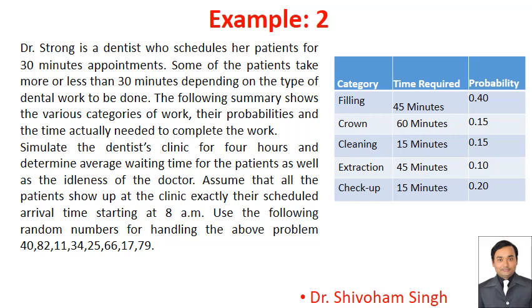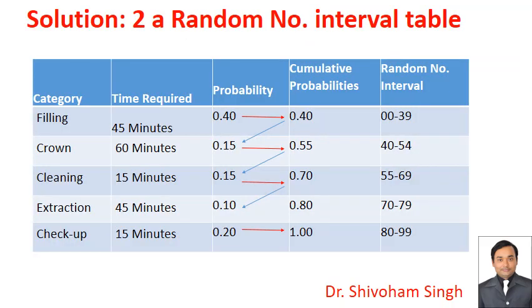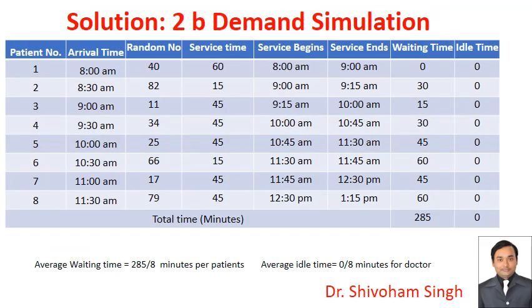The categories were filling, crowning, cleaning, extraction and cleanup. And the time required for these activities is also given along with the probabilities. So first and foremost work is to go for the random number interval table. It falls between 40 to 54. That means 60 minutes. So we have taken 60 minutes time. And with the help of the random number interval table, we find out this time. Now, here our work starts.